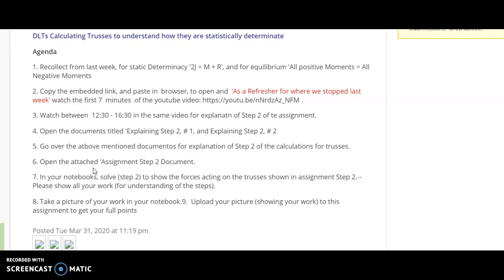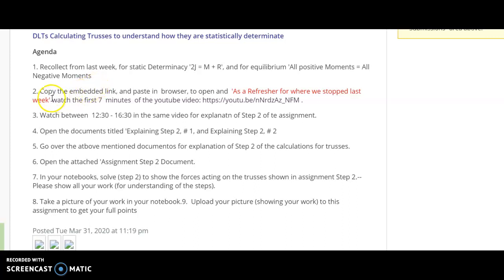Now the task here, the assignment says, recollecting what we did last week. Recollect, we explained static determinacy. It needs to be 2j equals n plus r, and that for equilibrium, all positive moments must equal all negative moments. So when you total everything, it should equal zero. We also saw that the summation of all forces on the x-axis will be equal to zero, and the summation of forces on the y-axis should be equal to zero.